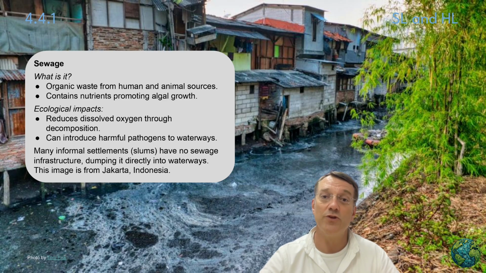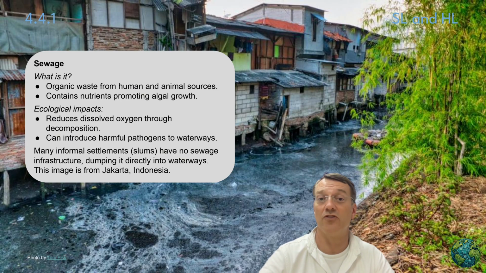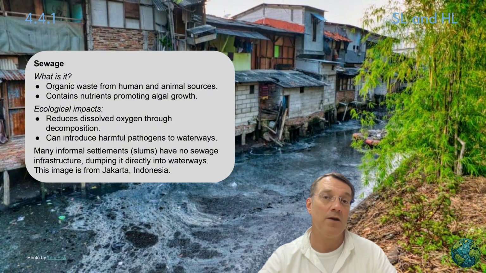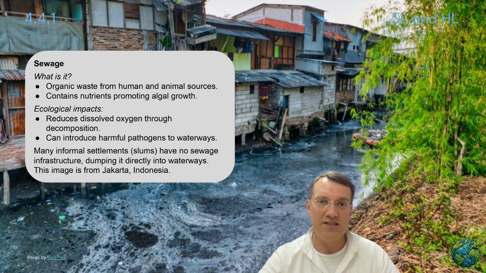Here's why. Sewage contains high levels of nutrients, particularly nitrogen and phosphorus, and those promote algal growth. While this might sound like it would be good for aquatic plants, too much algae actually causes harm. When bacteria decompose this organic waste, they consume or use up all the dissolved oxygen from the water. Remember, fish and other aquatic animals need dissolved oxygen to breathe just like we need oxygen from the air. So, as the dissolved oxygen levels drop, aquatic life suffers. Additionally, sewage often contains harmful pathogens. Those are disease-causing microorganisms like bacteria and viruses that can make both wildlife and people sick.